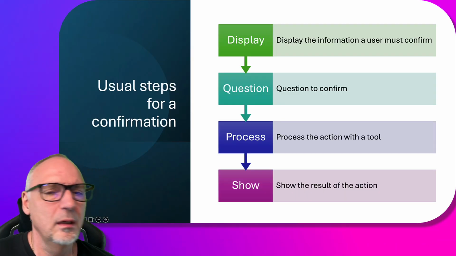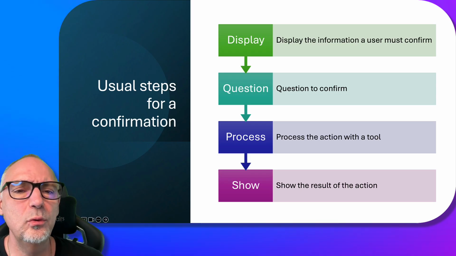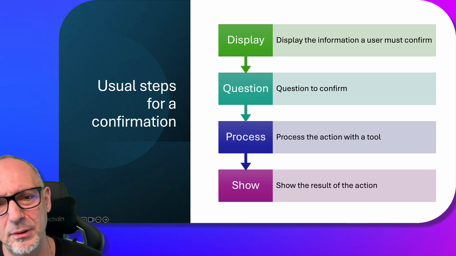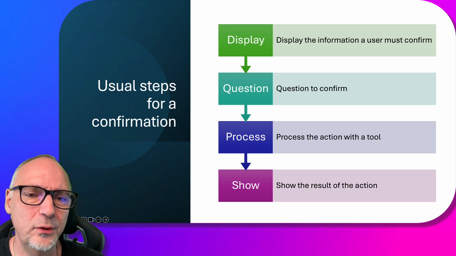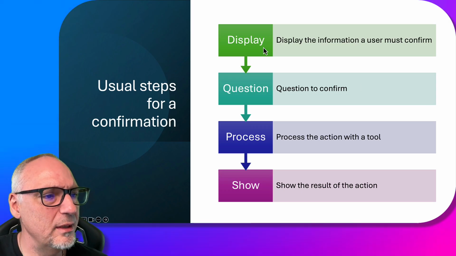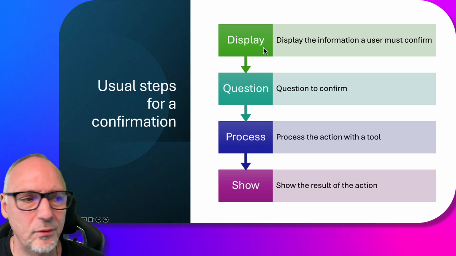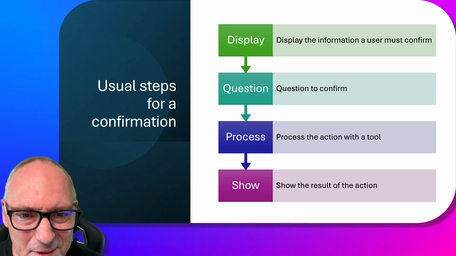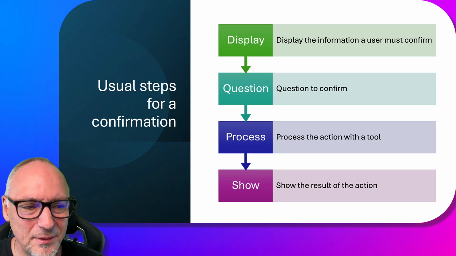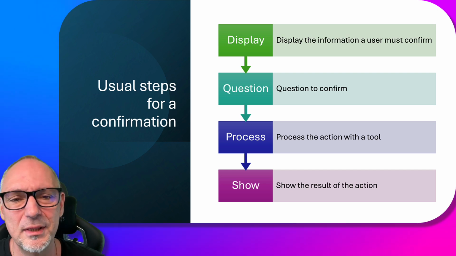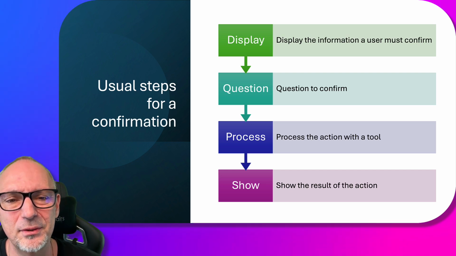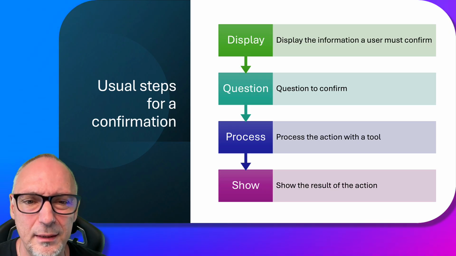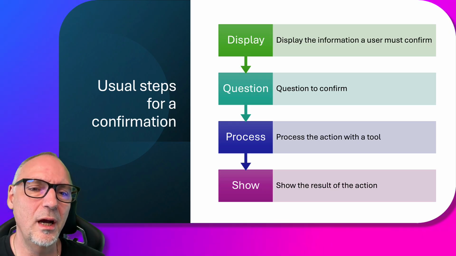Now we're going to do an implementation for registering a user in our example application, and that is what I want to show you. First of all, it is about displaying the information a user must confirm. That is usual. Then a question to confirm. And then we must process the action and then show the results, maybe inside our new tool, or maybe the agent will do that automatically. So that is what we are going to do.